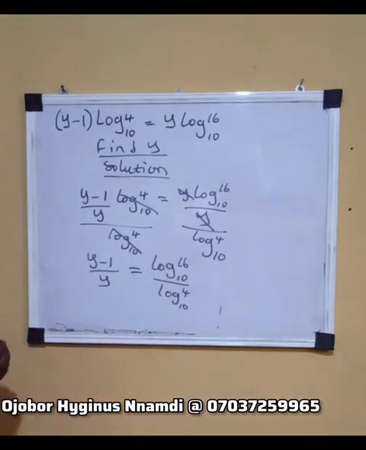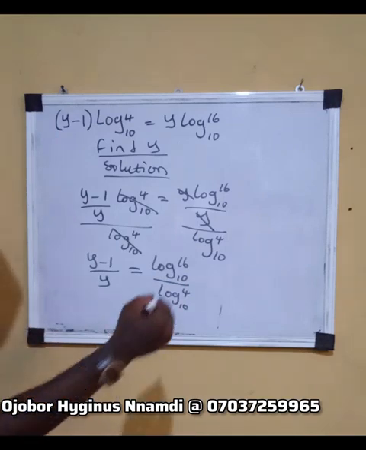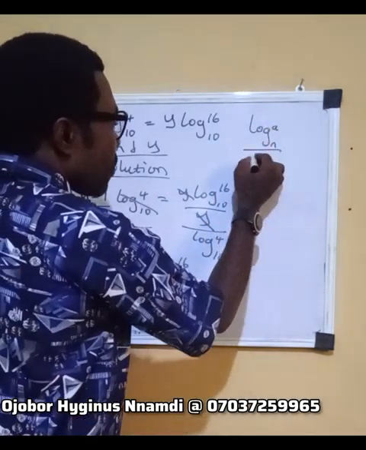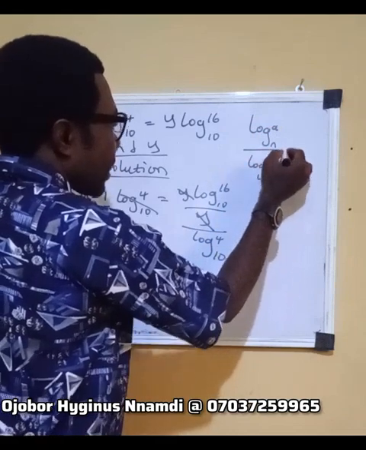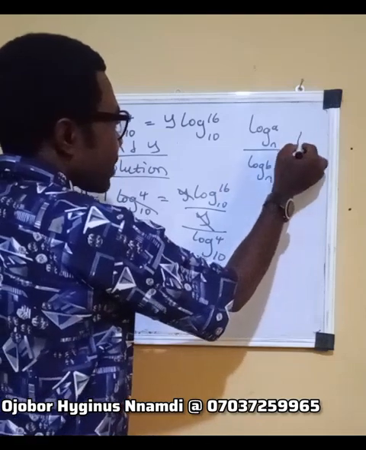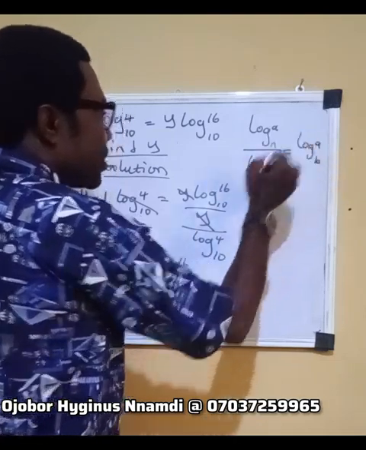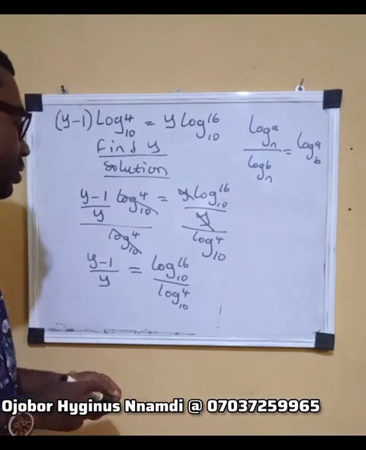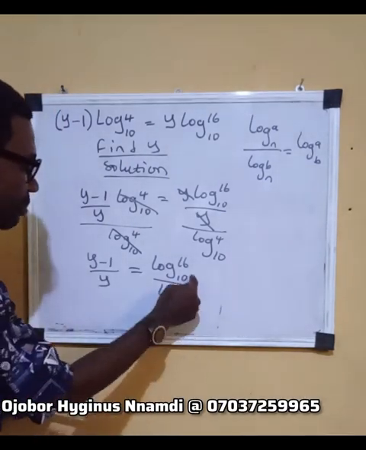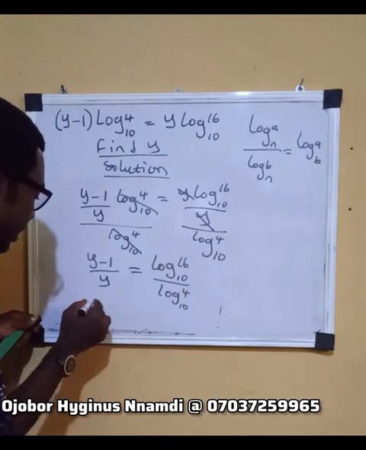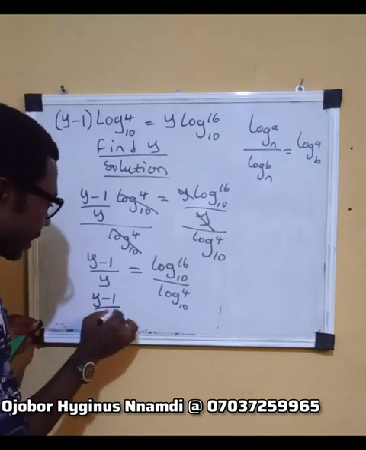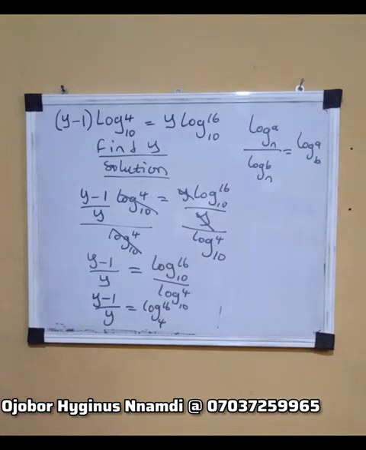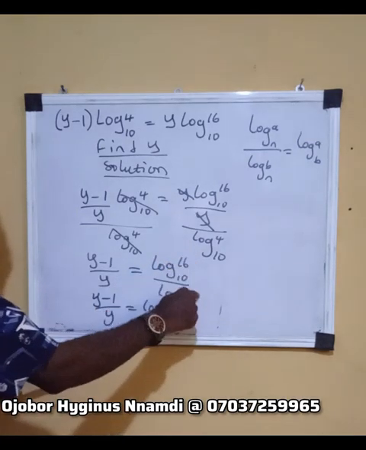And you remember there is a law in logarithm that says that log a base n over log b base n, since both of them have the same base, can be written as log a base b, ignoring the base n. Now you can see that these two have the same base 10. So we can actually say that y minus 1 over y is equal to log 16 base 4, eliminating the base 10.